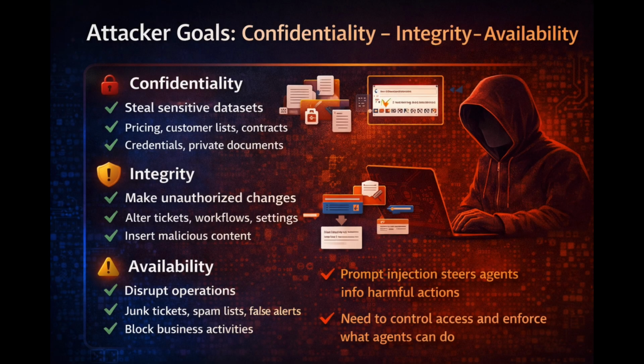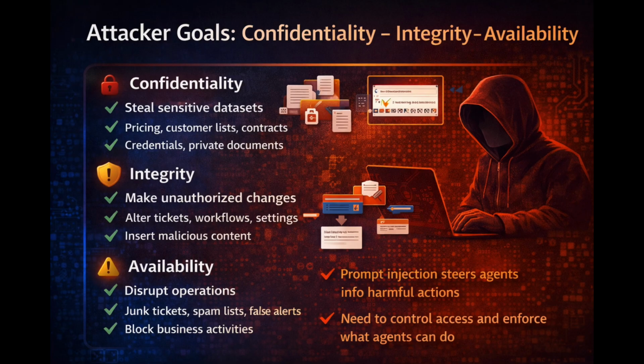When we look at attacker goals, the classic confidentiality, integrity, availability lens still applies. On confidentiality, attackers may try to extract sensitive data sets, such as pricing rules, customer lists, incident details, contract terms, credentials pasted into tickets, or private strategy documents. On integrity, the objective might be unauthorized changes: altering a ticket's priority, changing a workflow approval, modifying configuration settings, or inserting malicious content into internal knowledge bases.